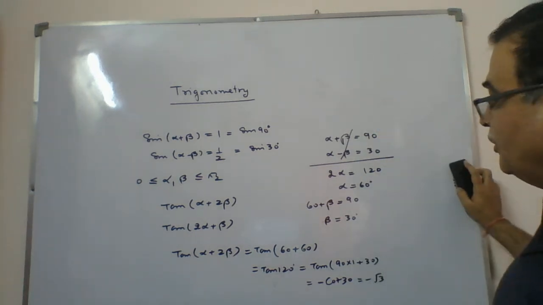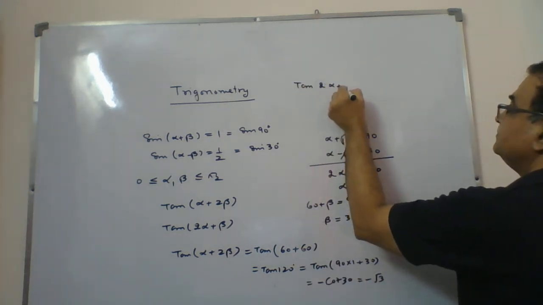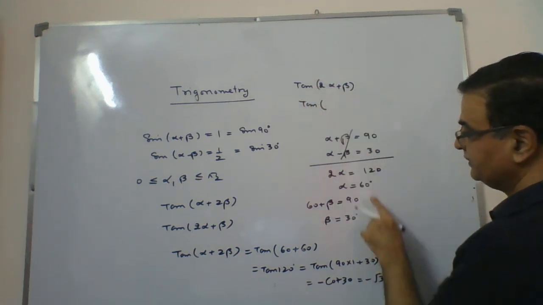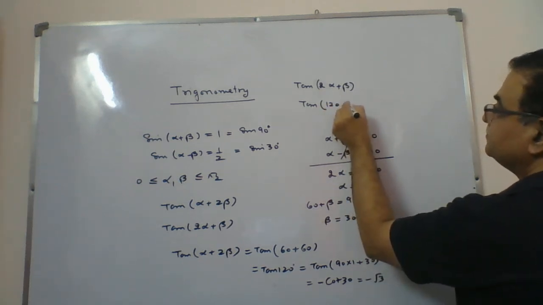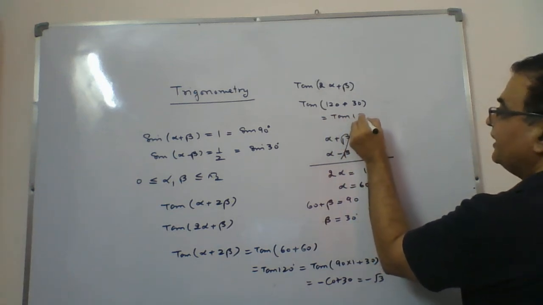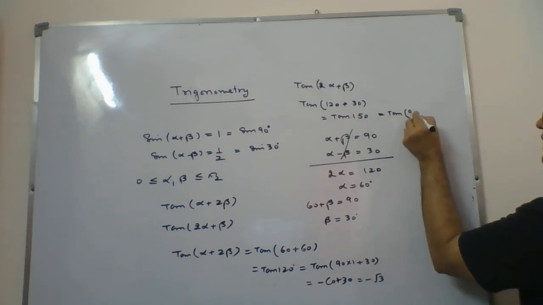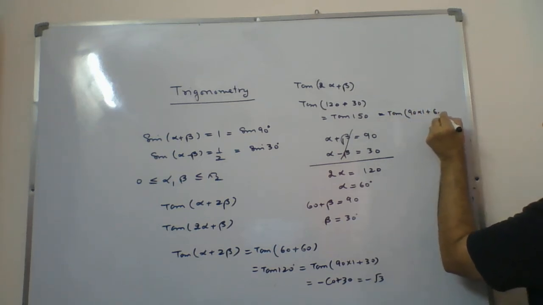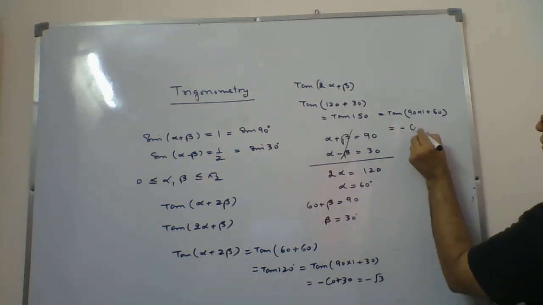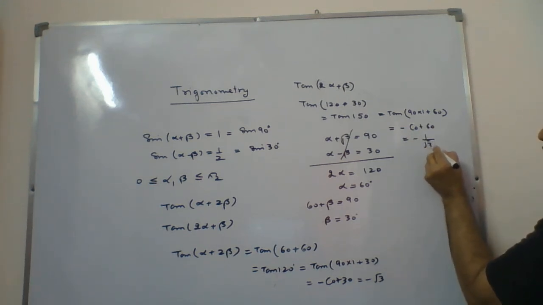Same thing we can proceed for the second part, tan(2 alpha plus beta). So it comes out to be tan(2 alpha, 2 alpha means 120, plus 30). So it comes out to be tan 150 degrees. And when you solve it, tan 150 means what? It will be tan(90 into 1 plus 60). Second quadrant, it will come minus cot 60 degrees. Your answer will be minus 1 by root 3.